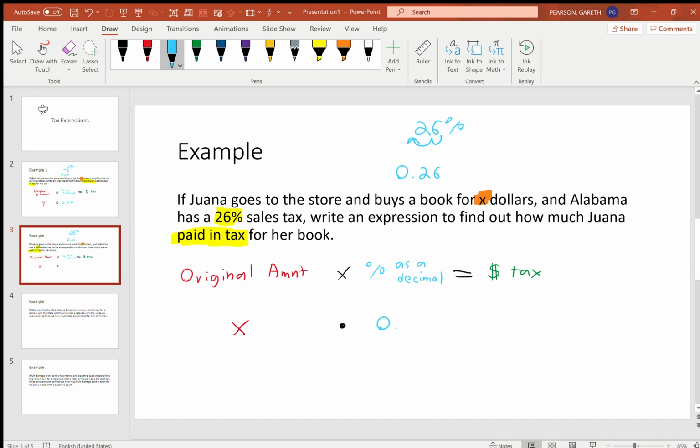So X times 0.26 will equal how much tax I paid. That's it. I set up my expression: my original amount times my percentage as a decimal. That's it. X times 0.26. Let's move on to another kind of example.